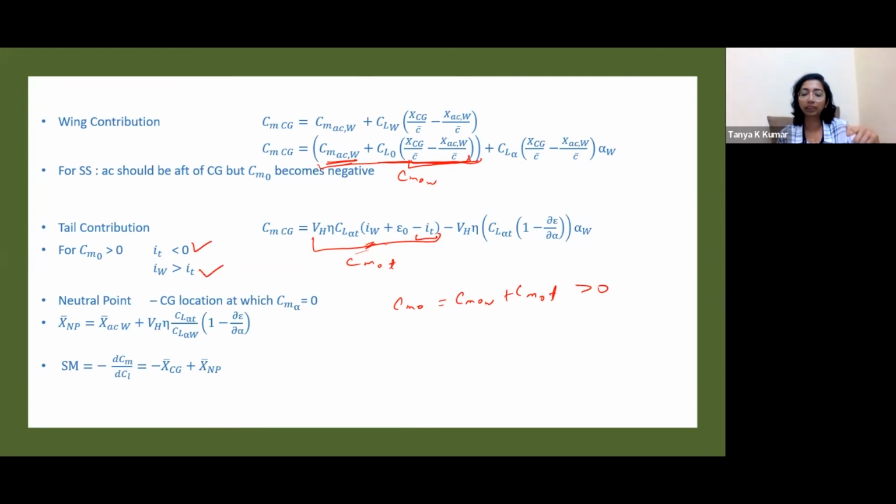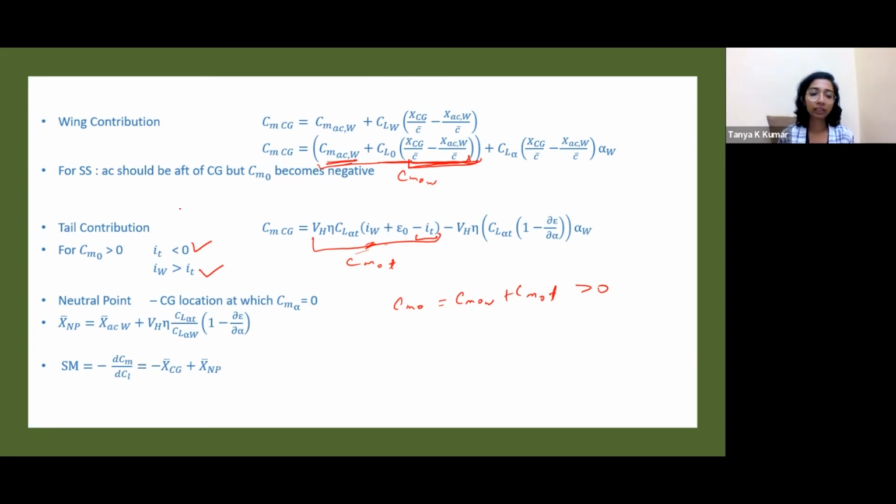Why do we need Cm naught positive? To trim the aircraft at a positive angle of attack. Now, if this quantity has to be positive, you need to have the AC ahead of CG, but then it doesn't contribute towards static stability, which is why we introduced the tail.